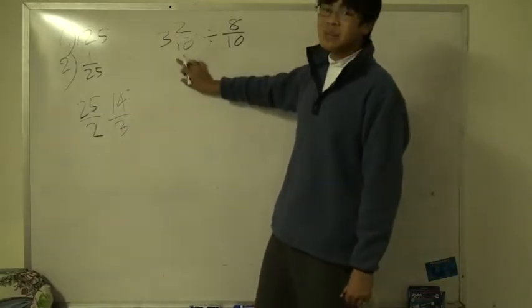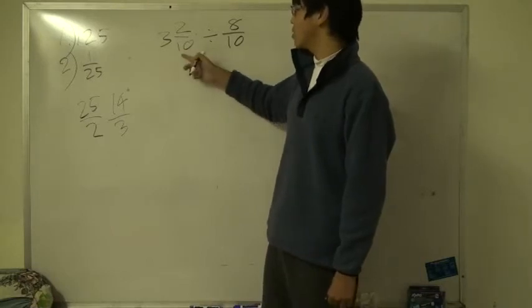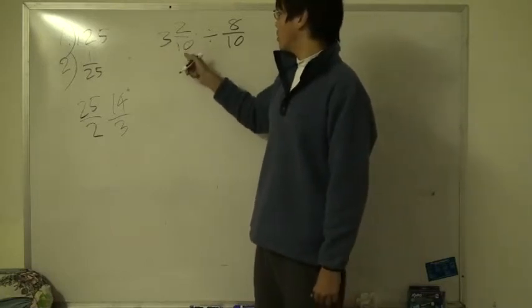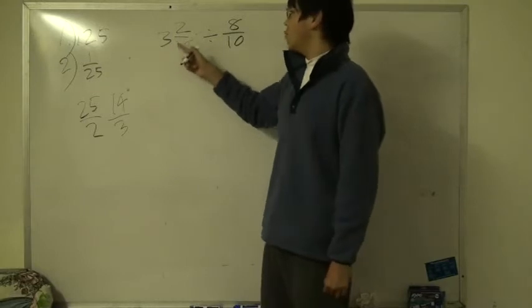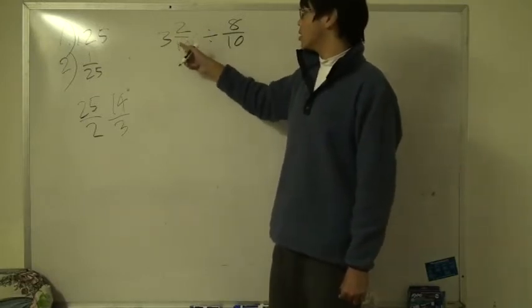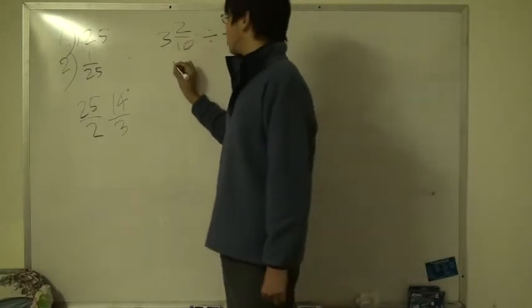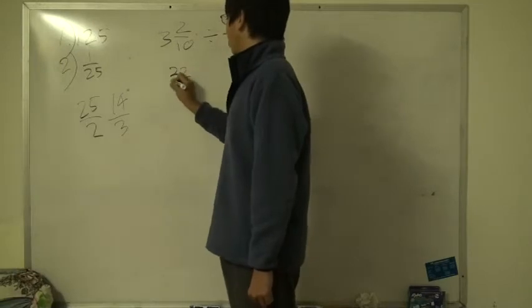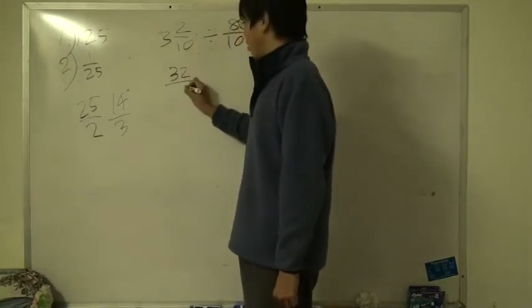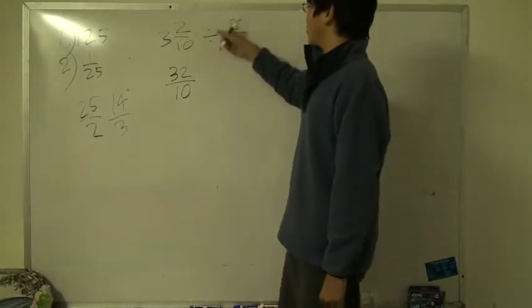To change this into an improper fraction, we take the bottom number, the denominator, and multiply it by the whole number. So 10 times 3 is 30, and we have to add the top number after we multiply the bottom. After we get 30, we add the 2. So we get 32, and we keep the denominator, so it'll be 32 over 10.